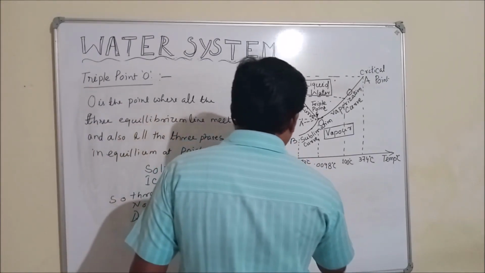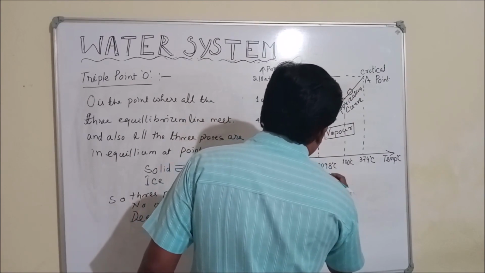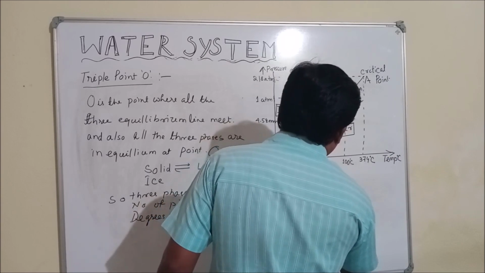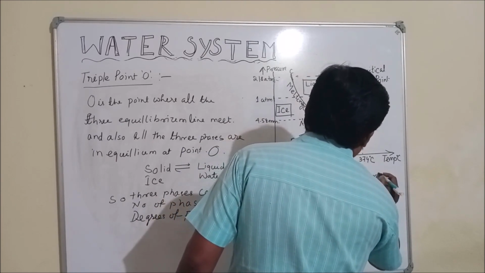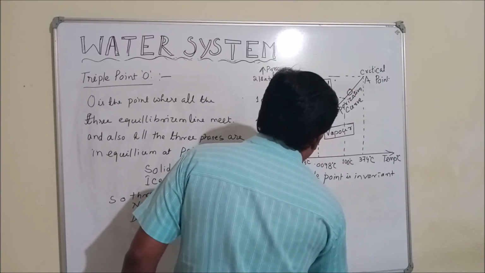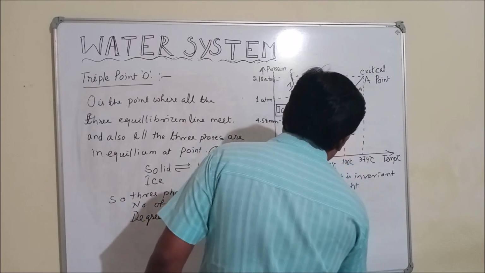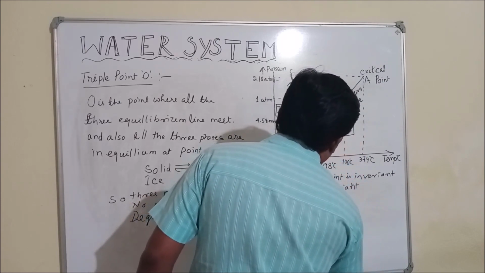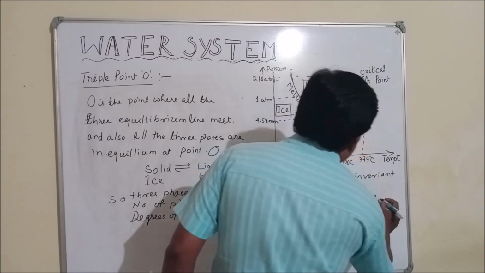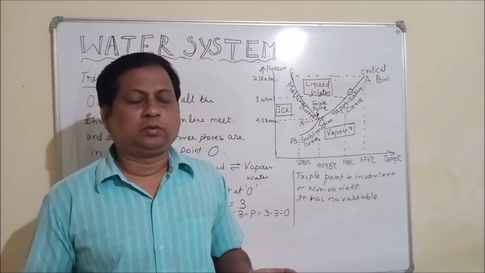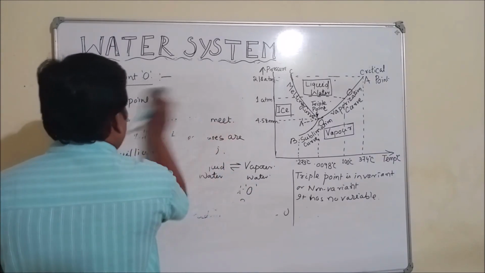So the triple point is invariant, or non-variant. So there is no variable. Okay. So it has no variable. So there is no variable. How? How there is no variable for triple point?